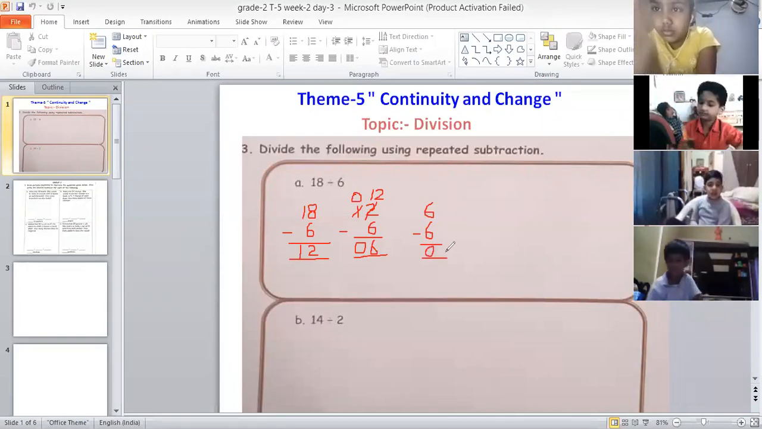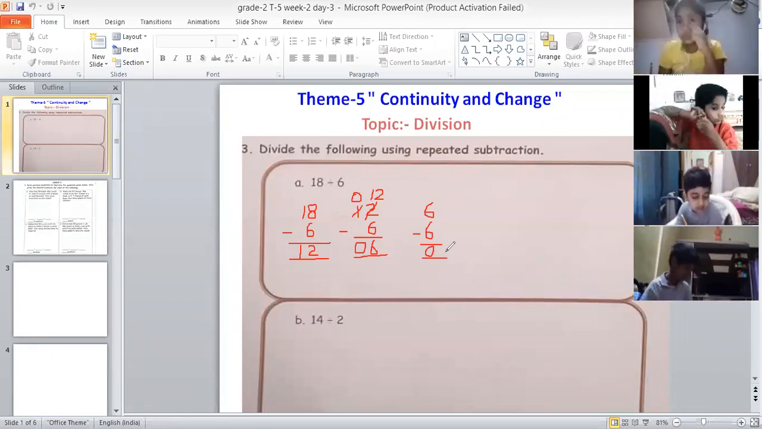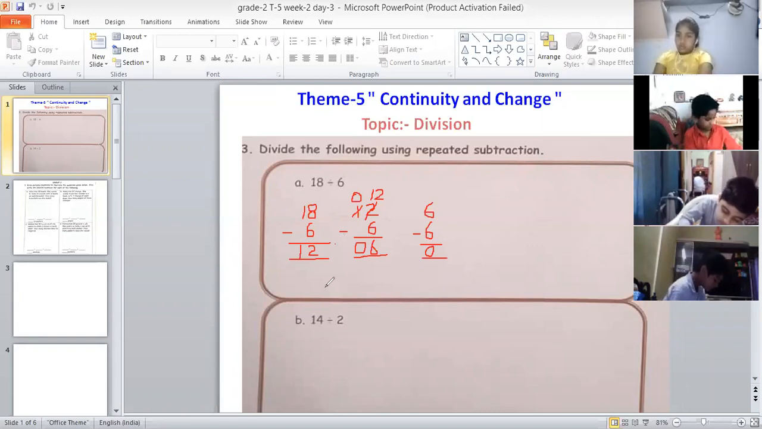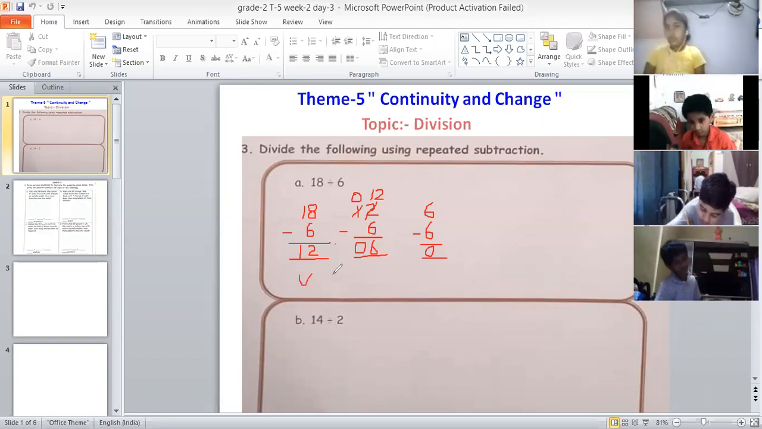Now finally we have got the answer 0, right? And I have told you that we'll keep on subtracting this 6 until we get 0, right? Okay, now what we have to do, we have to count the number of times we did subtraction. How many times we did subtraction, children? AVK Ganesh, look at your screen, please. How many times? 1, 2, and 3. How many times we did subtraction? 3 times we did subtraction.